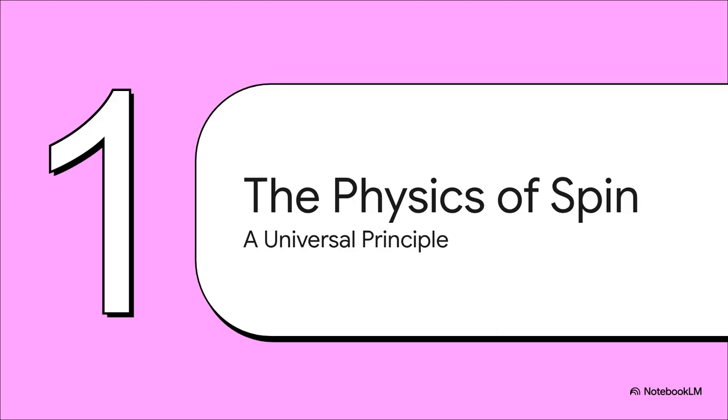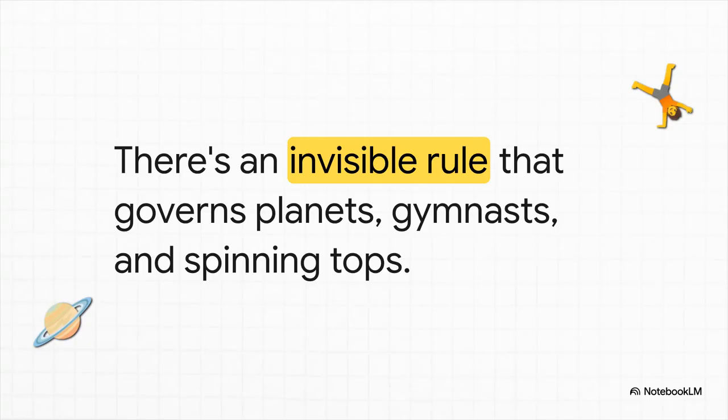Section 1, the physics of spin. You know, that ice skater is really just the tip of the iceberg. The exact same invisible rule that makes her spin faster is what keeps planets locked in their orbits, and it's what helps a gymnast stick a perfect landing after a crazy flip. This is a fundamental force of nature we're talking about.